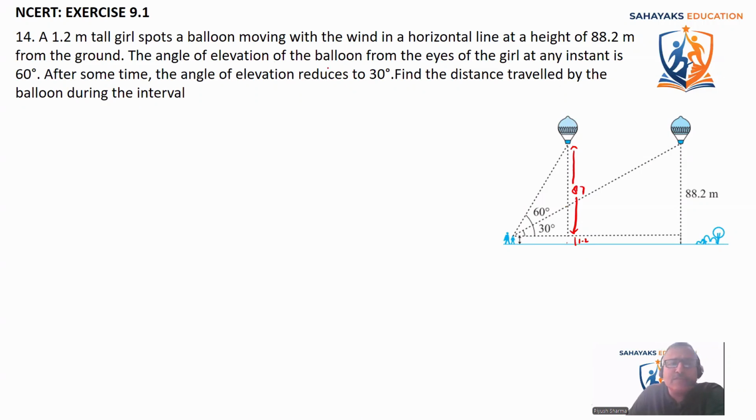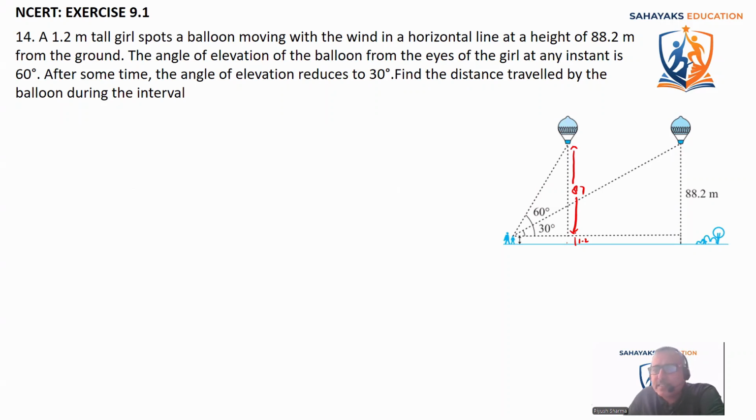So what we have to find out: the angle of elevation of the balloon from the eyes of the girl at a distance is 60 degrees. After some time, the angle of elevation reduces to 30 degrees. Find the distance traveled by the balloon during the interval. So after some time, the elevation becomes 30 degrees. From 60 degrees it becomes 30 degrees because the balloon is flying some distance. So we need to find out the distance traveled by the balloon.